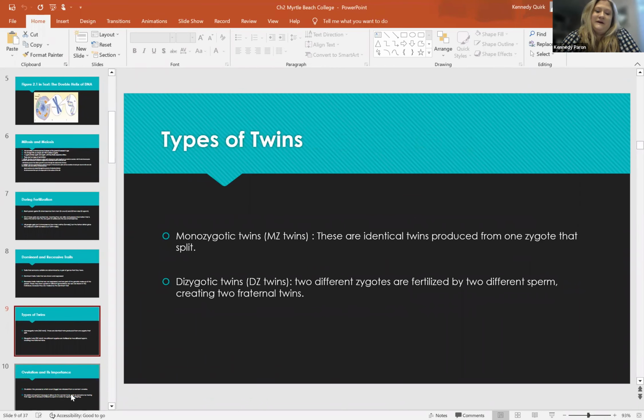There are types of twins. We have monozygotic twins and dizygotic twins. First, monozygotic twins. These are identical twins produced by one zygote that splits. This is from one egg. Dizygotic twins are from two different fertilized eggs and two different sperm, creating fraternal twins, or twins that are non-identical and do not look alike, whereas monozygotic twins are identical twins.